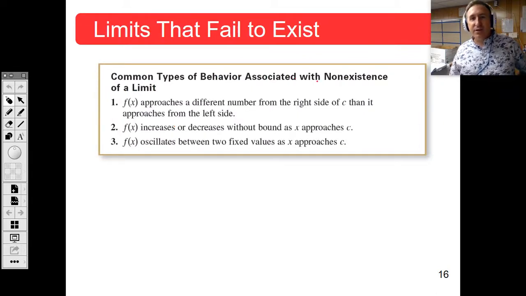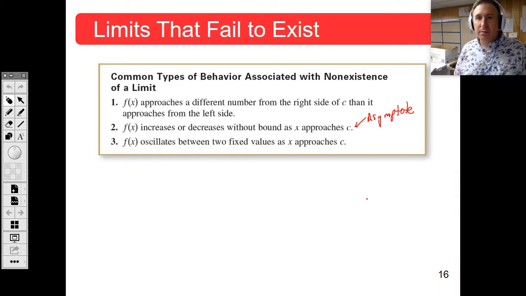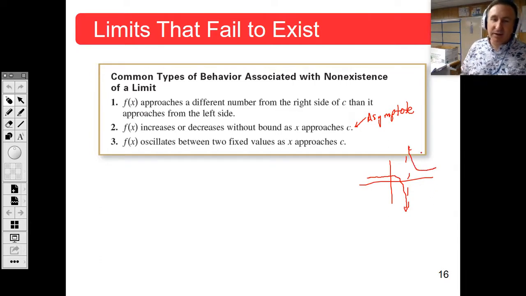Common types of behavior associated with non-existence of a limit. Okay, let's see. F of x approaches a different number from the right side of C than the left side. F of x increases or decreases without bound as x approaches C. Kids, this is an asymptote. Okay, increases or decreases without bound as x approaches C would look something like this. As we're trucking along, it's like, boo, decreases forever. And then on this side, it's like, way, and it increases forever, right?